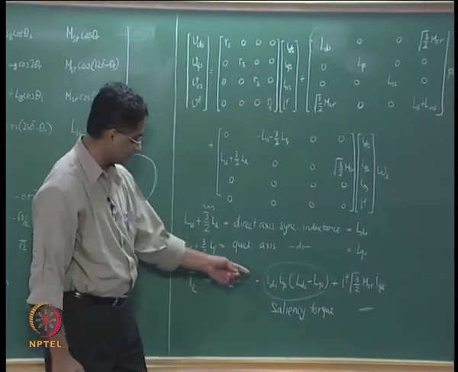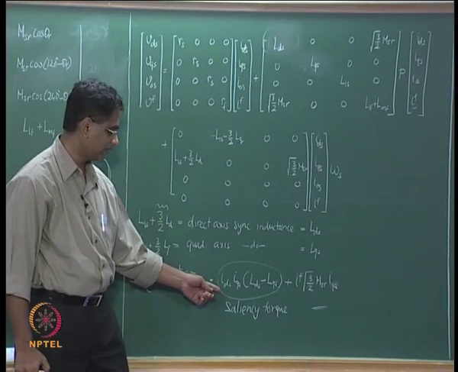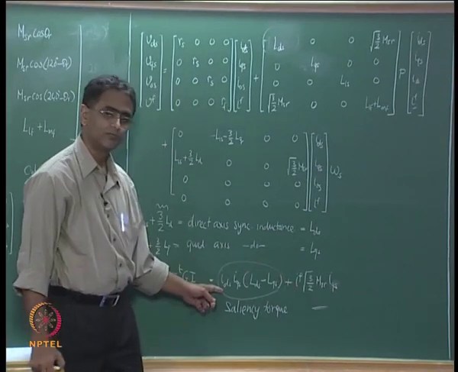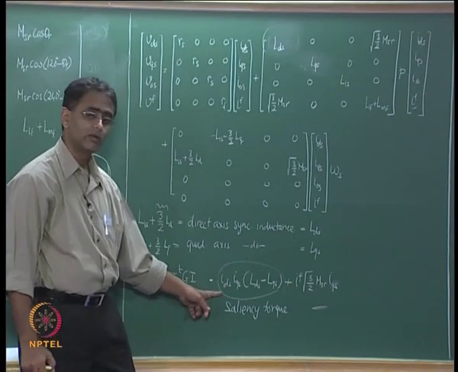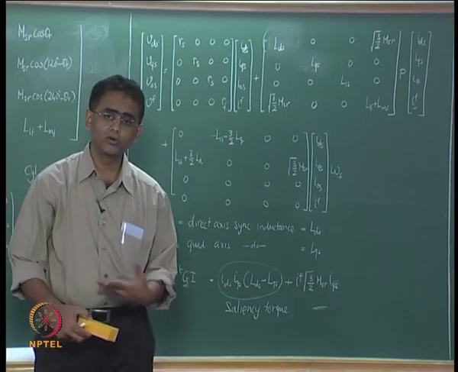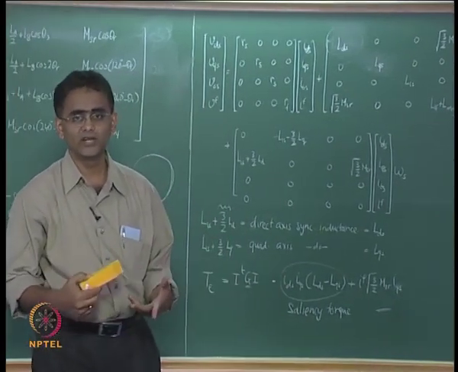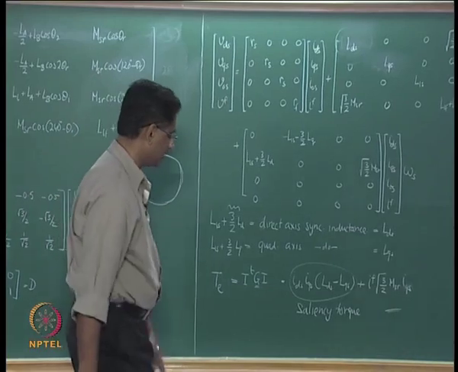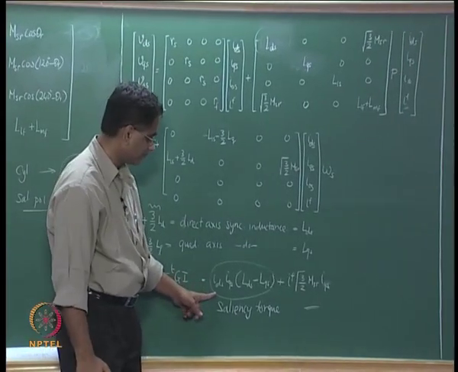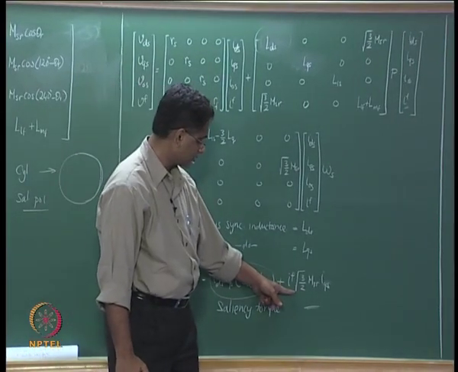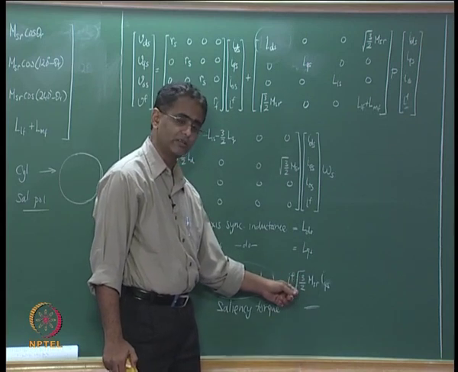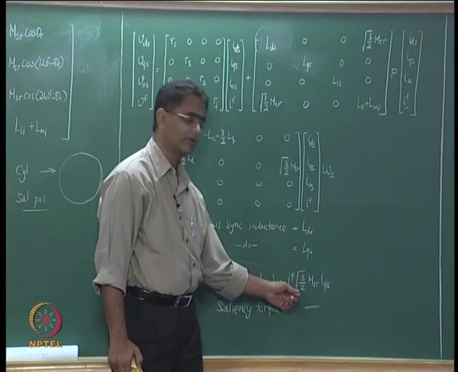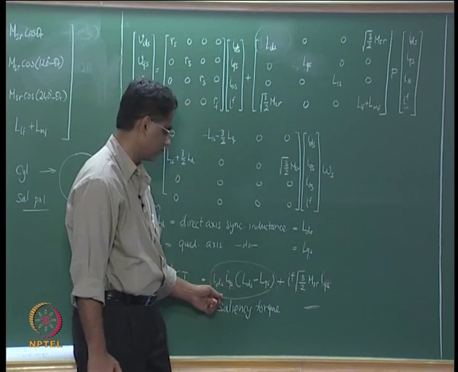Now note that this torque does not have the field current in it. So this torque can be produced even without field excitation, but then it occurs at synchronous speed, whereas this torque is produced because of field excitation, and normally this component is far higher than this component.